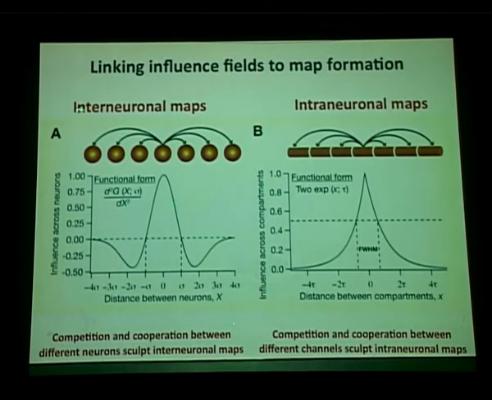So this is the interneuronal map structure where you had adjacent neurons, and you had the Mexican hat interaction leading to cooperation and competition between different neurons, sculpting the interneuronal map sitting over there. So here what we have seen so far is basically only cooperation. You have to address competition by having, say, one regenerative conductance and one restorative conductance at different locations, and you will have to understand how that competition works in determining different structures.